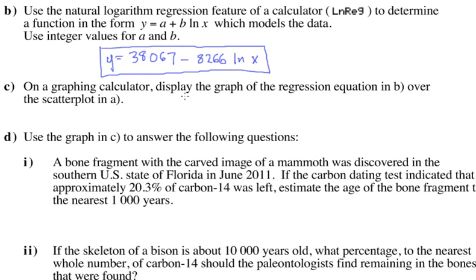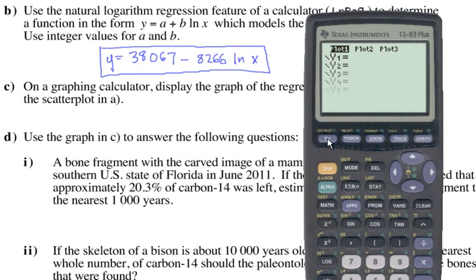Now, on a graphing calculator, display a graph of the regression equation over the scatter plot, and let's see if they match. So, 38,067 minus 8,266 natural log x, close your parentheses, and if we're lucky, it'll go right through those points. Look at that. So our regression worked. This equation is doing an excellent job of predicting where those points ought to be. So, part C, roaring success.